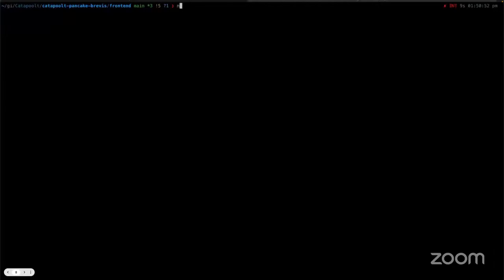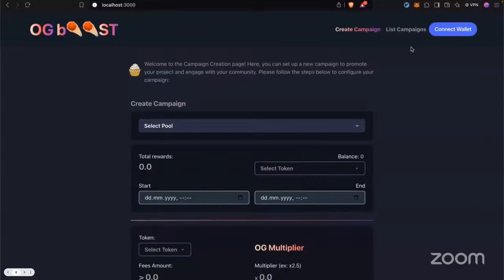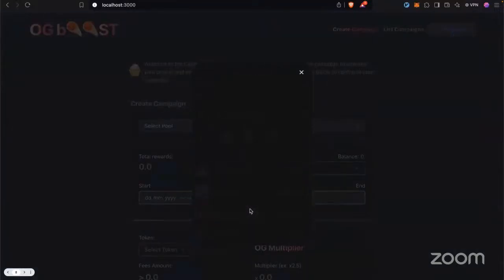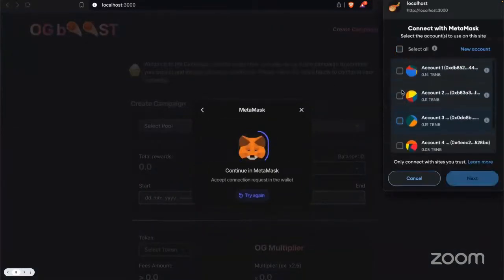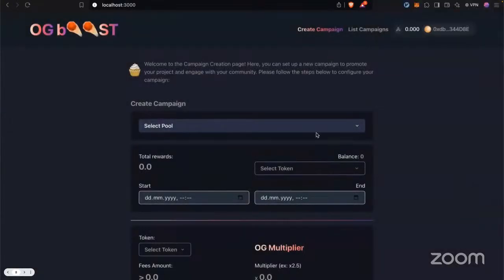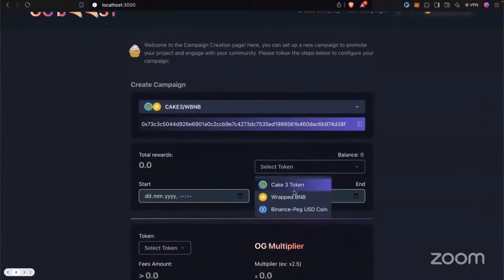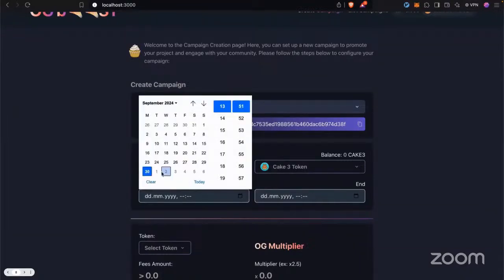Cool. Now we have everything set up. Here we are launching the front end. So we have an incentive provider, which is basically, let's say, a project founder that connects the wallet and wants to add incentives or token rewards. So he chooses the pool, selects a reward token, which can be any ERC20, and the desired total amount of rewards that are spread through a period of 24 hours.